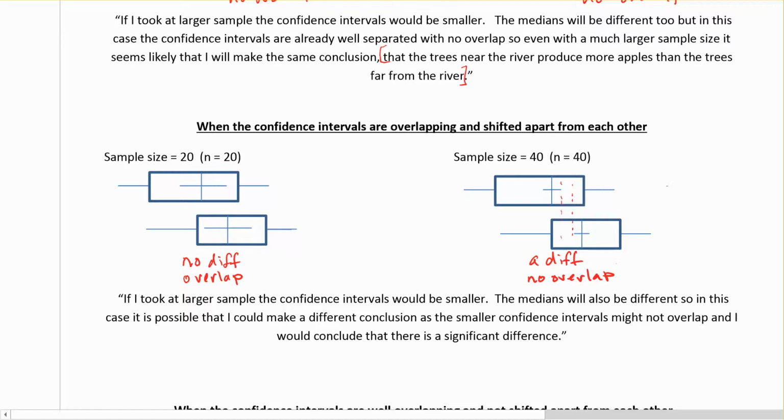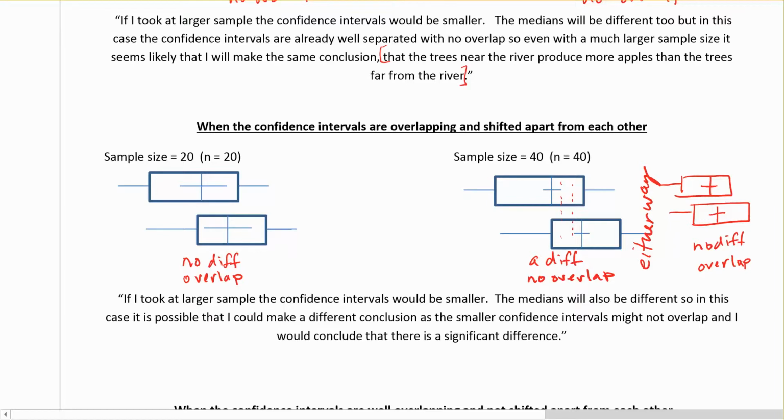All the same in this case too, it could go either way. I could potentially get medians with smaller confidence intervals, but again, because of sample variation, things might move around a little bit. And it's possible that I could still get no difference and an overlap. And so we're not really sure. In this case, we might want to say something like either way, right? I might get the same conclusion or I might not.